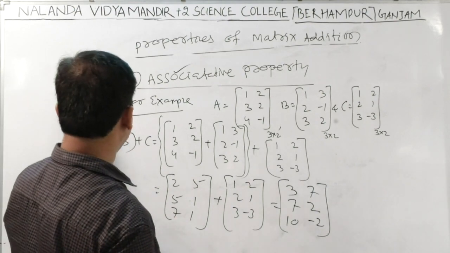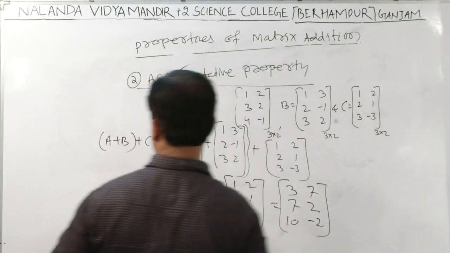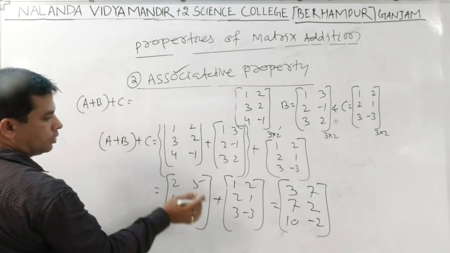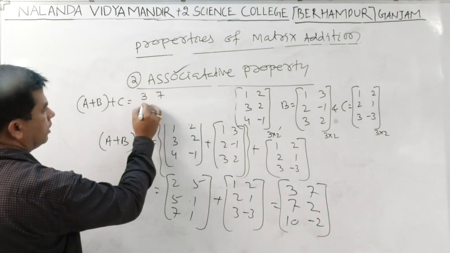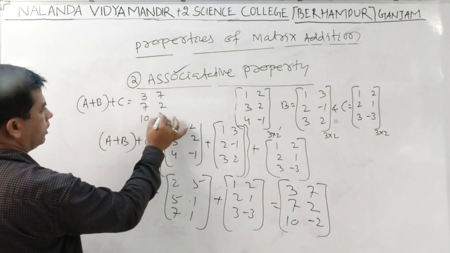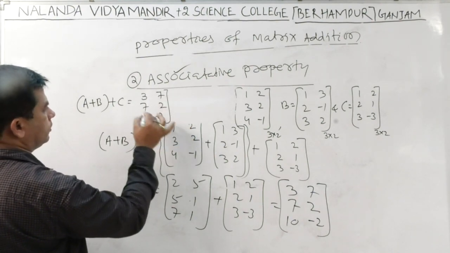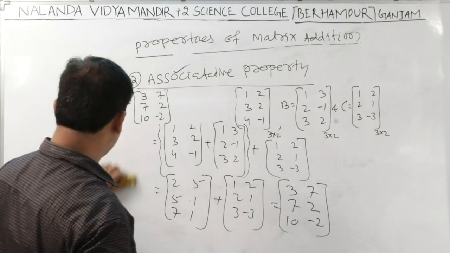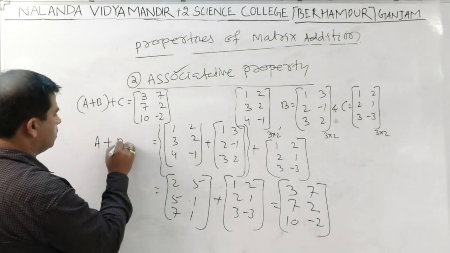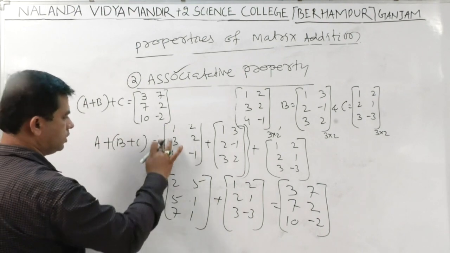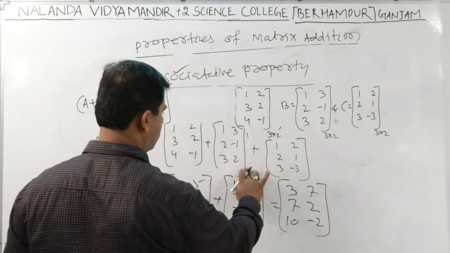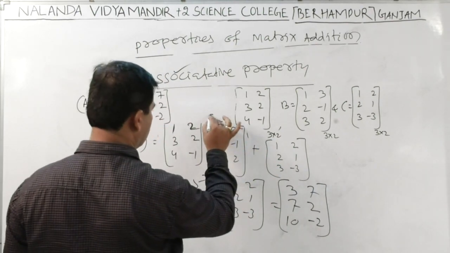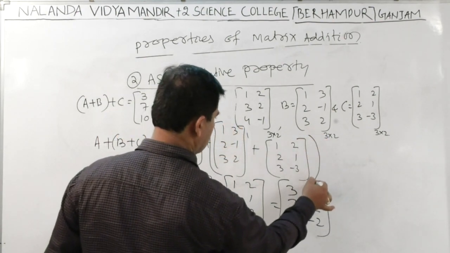Now write the values here. A plus B plus C is equal to [3, 7; 7, 2; 10, -2]. Now we add A plus B plus C in the other grouping. This is our A matrix, this is our B matrix, and this is our C matrix. Then we first add B with C.